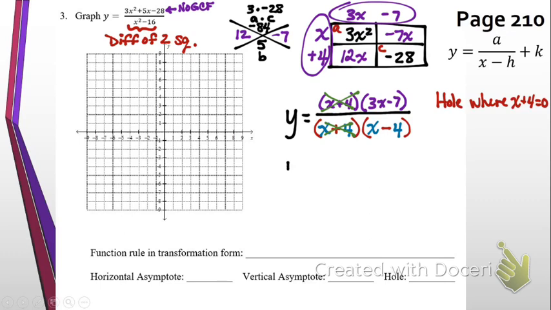So when I write down what I've got left over, I have 3x minus 7 over x minus 4. Let's find our hole. What's the x part of the ordered pair for my hole? Negative 4, because I'm going to subtract 4 from both sides. I get x equals negative 4.